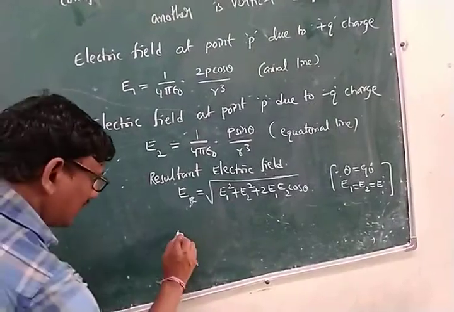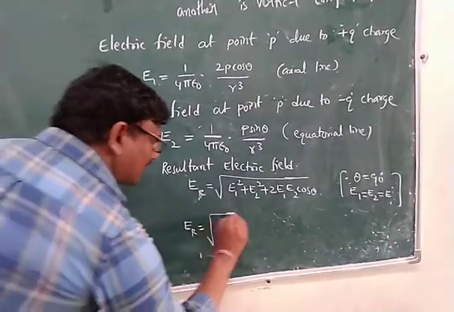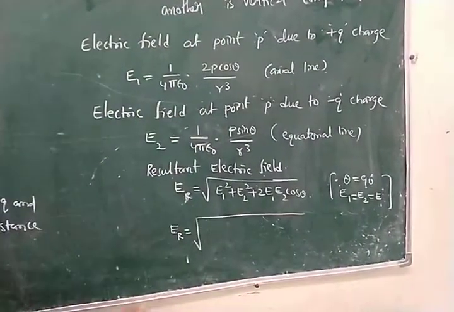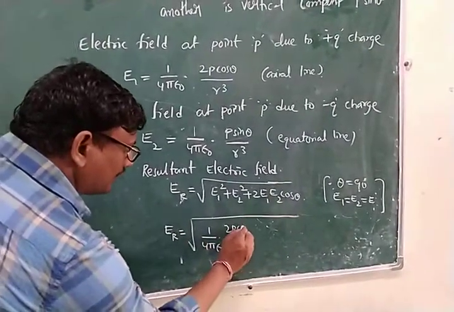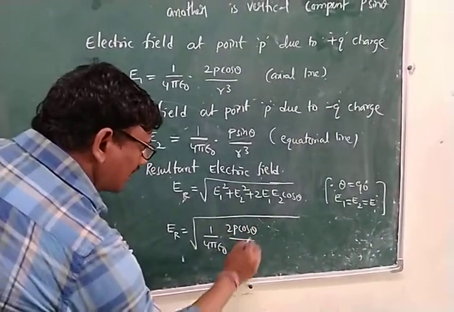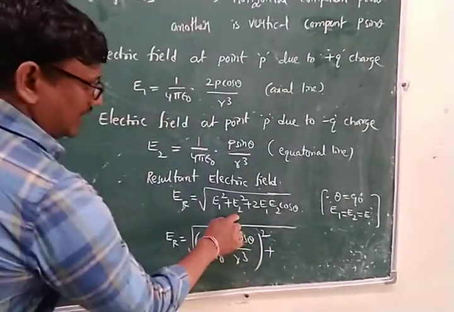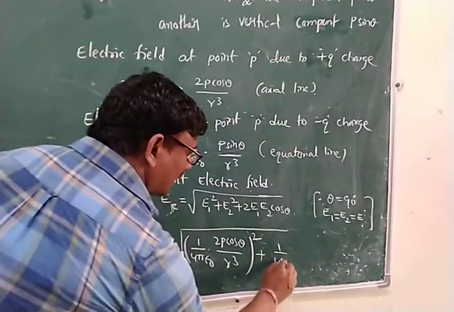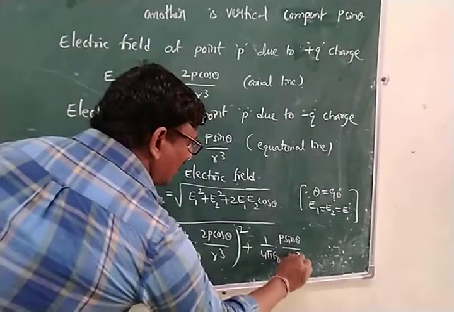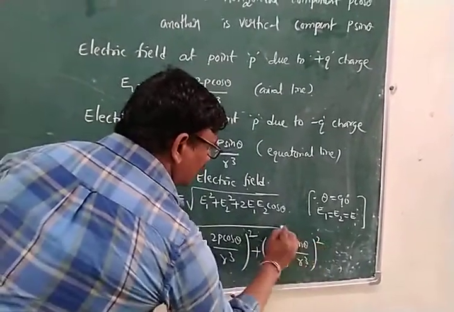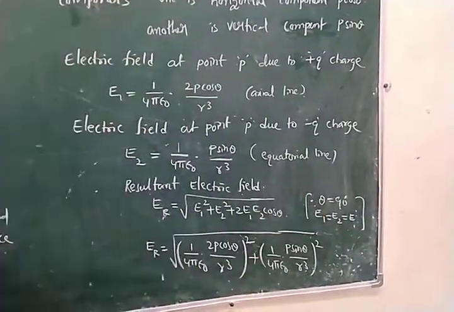Now write here the formula: E resultant under root of E1 squared plus E2 squared. E1 is equal to 1 by 4 pi epsilon naught into 2p cos theta by r cube, whole square, plus E2 is equal to 1 by 4 pi epsilon naught into p sin theta by r cube, whole square. The remaining terms are equal to 0 because cos 90 is equal to 0.